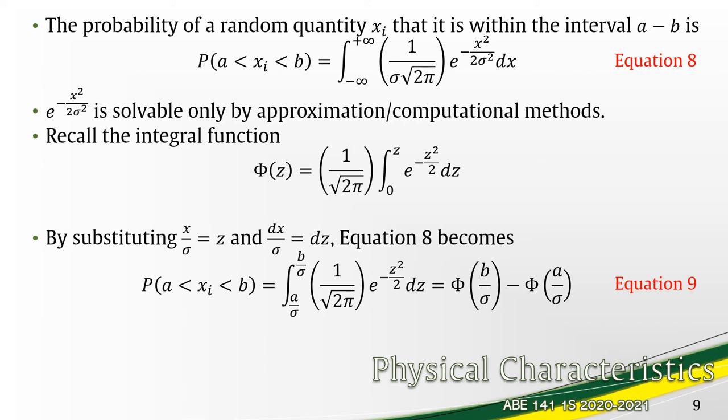Equation 8 is the probability of a certain measurement x sub i and its chances to be within the interval A and B in the curve. We will not deal with the exact integration of quantities in the discussion, as the quantity e raised to the negative x squared over 2 sigma squared and similar quantities herein are not integrable by classical mathematics. They are usually determined by approximation or computational means.